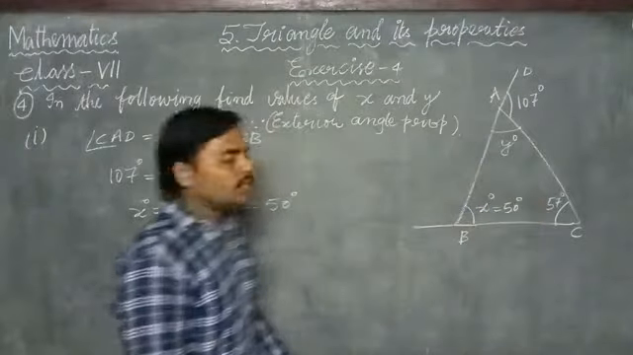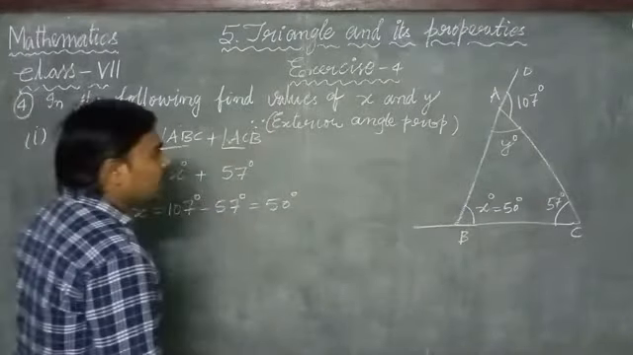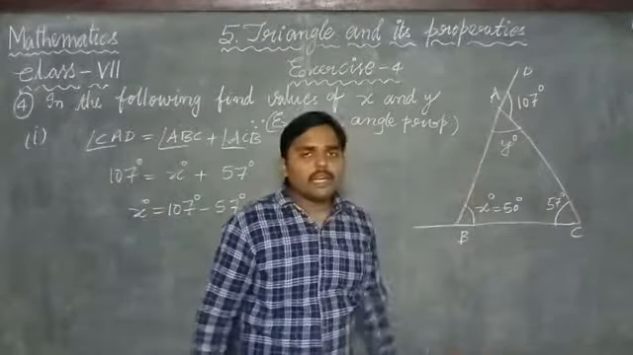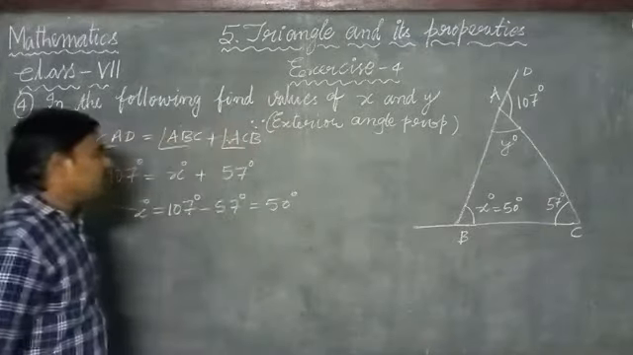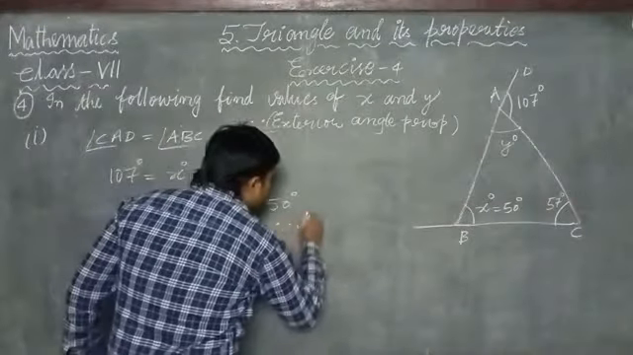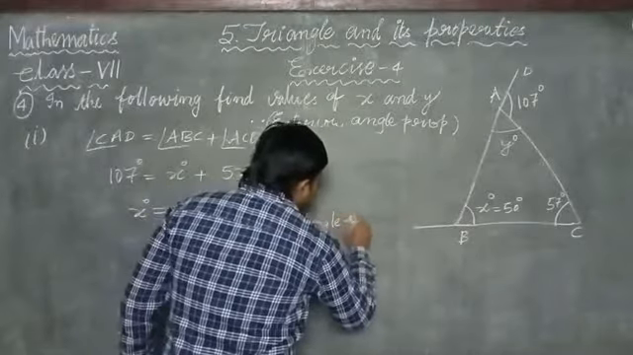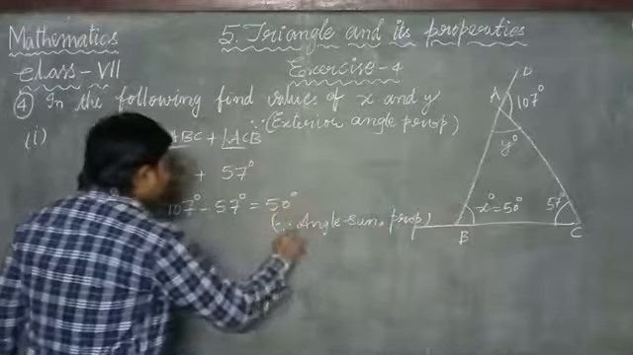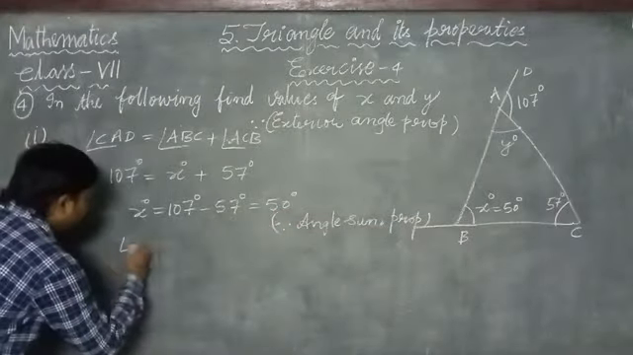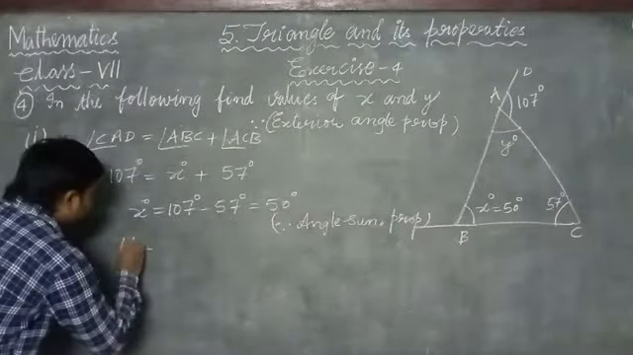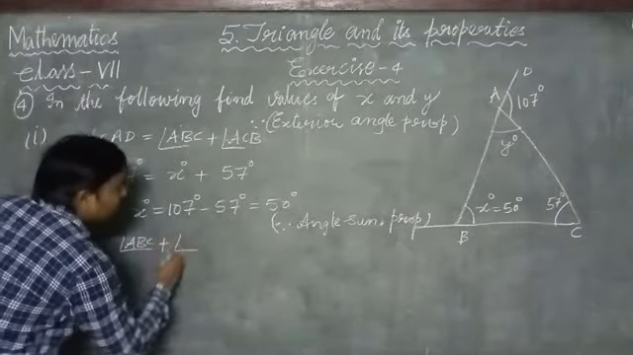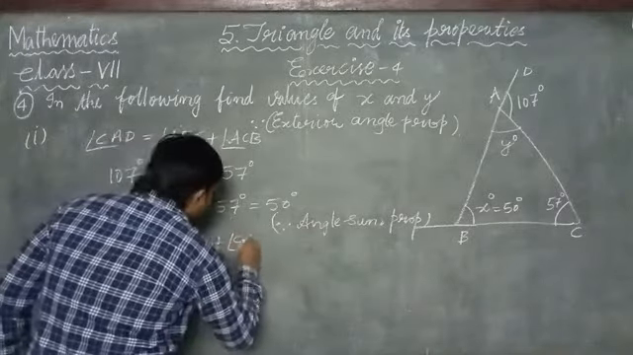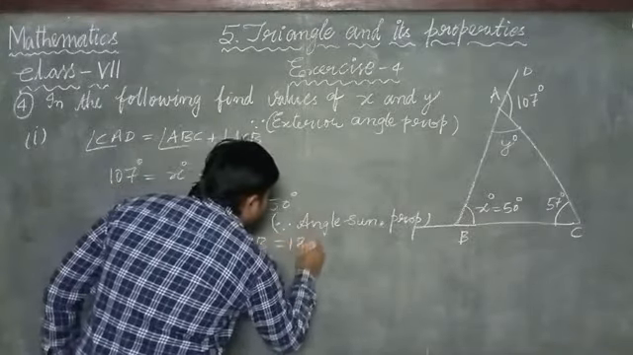After finding the x value, we can find the y value very easily. In the triangle ABC, the sum of the interior angles equals 180 degrees. From the angle sum property, we can write angle ABC plus angle BCA plus angle CAB equals 180 degrees.